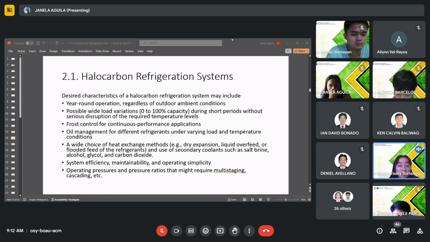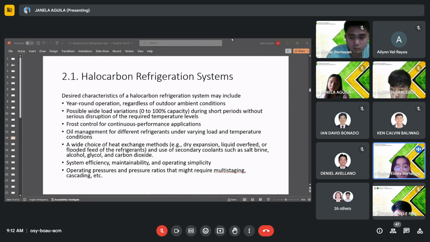So for year-round operation, it is saying here that a halocarbon refrigeration system must have year-round operation regardless of outdoor ambient conditions. This means that the halocarbon system must keep things cold regardless of external factors, which is crucial for industries with strict temperature control requirements. Another key aspect is the ability to accommodate wide load variation, ranging from 0 to 100% capacity without significant disruption to the required temperature levels. So, this means that the system is ideal when it comes to handling sudden changes in demand.